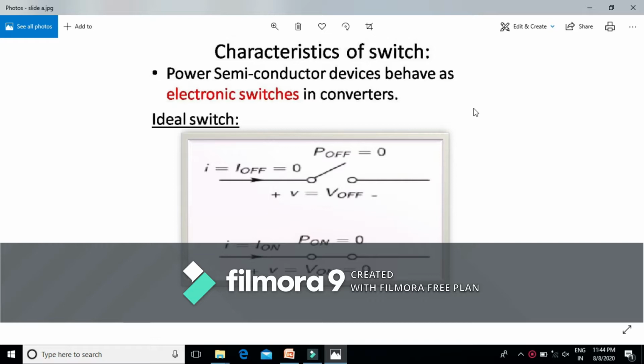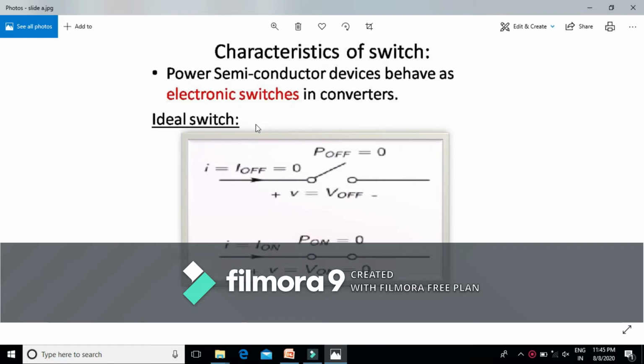Characteristics of switch. In previous lectures, we have discussed that power semiconductor devices behave like electronic switches, which means that it has two states. One is on state and another is off state. Firstly, I am going to explain you ideal switch.